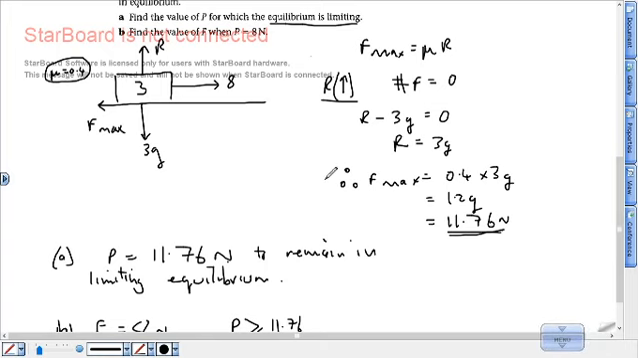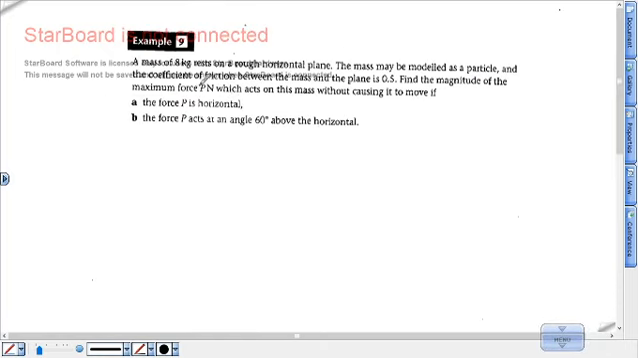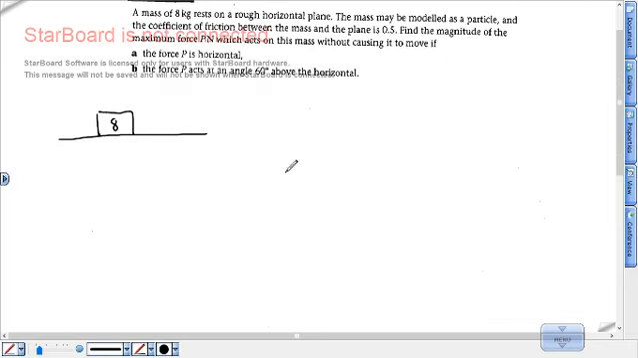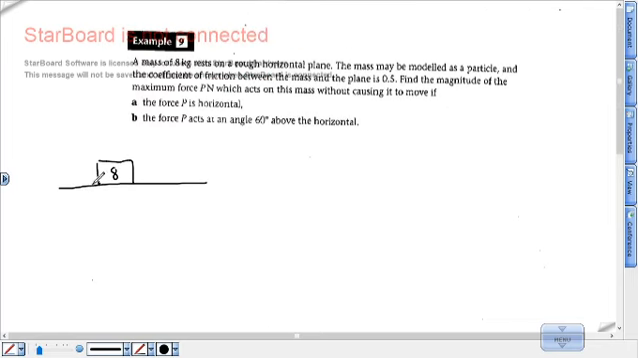Over the page. Right, it says a mass of 8 kilograms rests on a rough horizontal plane. The mass is modelled as a particle, and the coefficient of friction between the mass and the plane is 0.5. Find the magnitude of the maximum force P. Right, here we go. Same thing again. You've got a horizontal surface, and it is 8 kilograms. Yes, it does say that underneath all that writing. And you've got mu equal to 0.5.